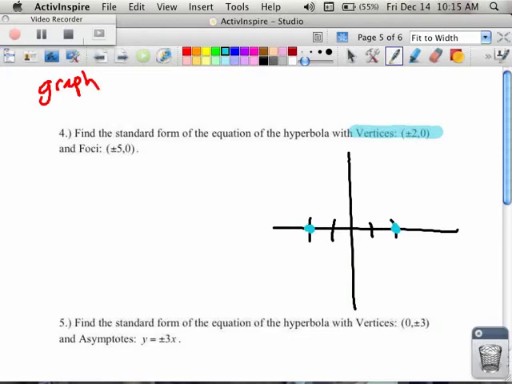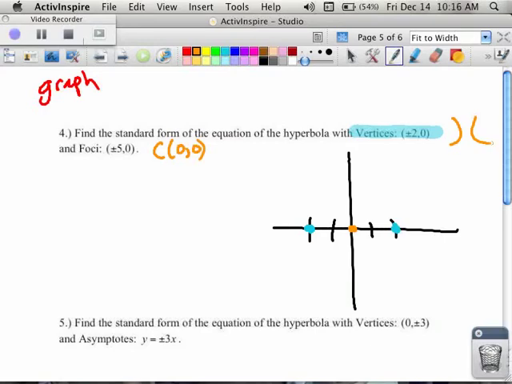And the reason I love this is because it tells me something really fast. What does it tell me that I need? Center. It tells me my center. My center is right in the middle. So I know that my center is at 0, 0, because your center has to be right in the middle of your vertices. What else does it tell me? That it opens horizontally. So I know that my graph is going to open like this, because my vertices are horizontal.